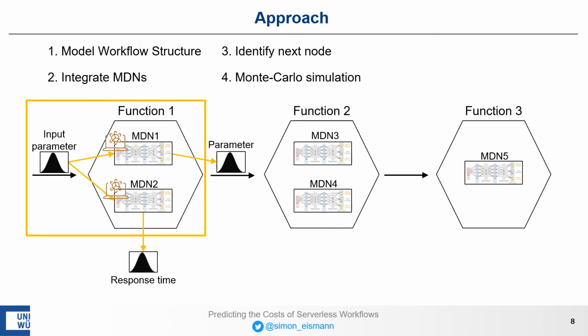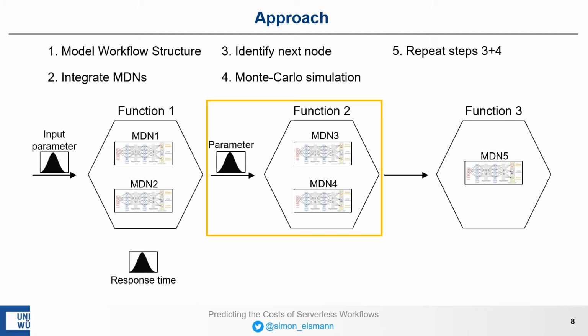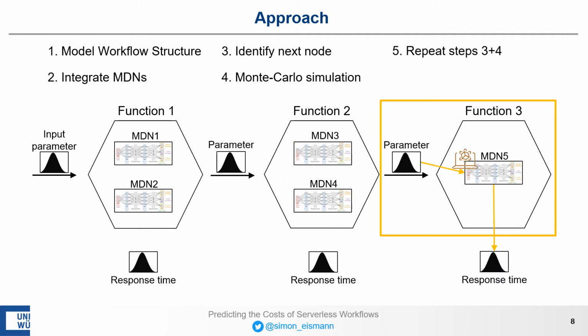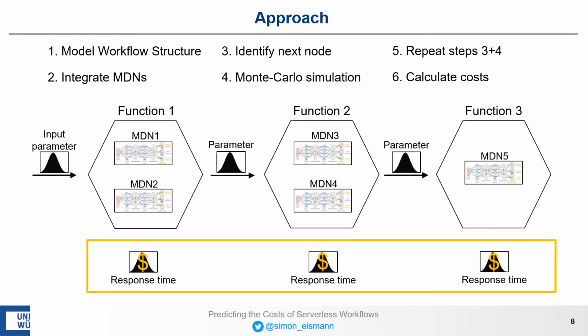The mixture density networks are a mapping from a discrete value to a distribution. However, in this scenario, we have a distribution as input and want to describe a distribution as output. Therefore, we use the Monte Carlo simulation to sample the mixture density network and the resulting distribution. These steps are now repeated for any other functions, which in this case is function 2 and function 3. And now that we've determined the response time distribution of all functions, we can calculate the costs for the workflow based on these response time distributions.